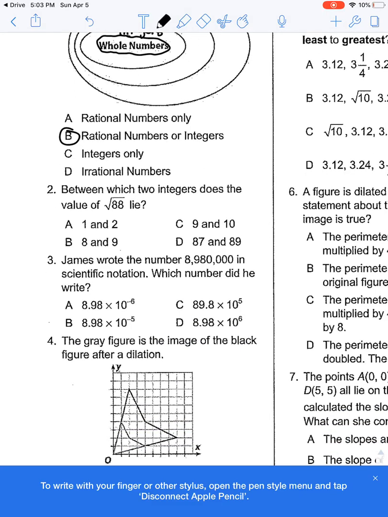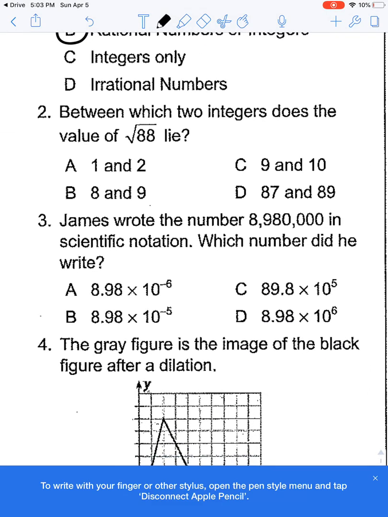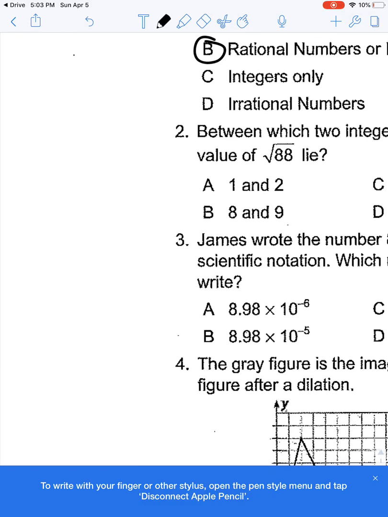All right, let's look at number 2. Between which two integers does the value of the square root of 88 lie? So the square root of 88, we want to think about it as between perfect squares. 88 is between the perfect square of 81 and the perfect square of 100. And so the square root of 88 is going to fall between those two as well.